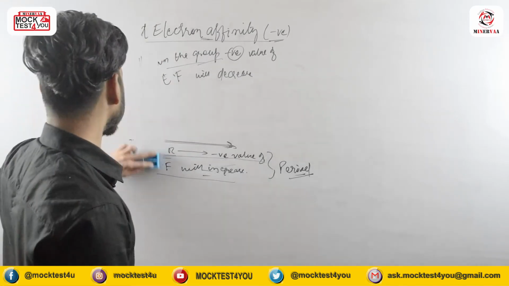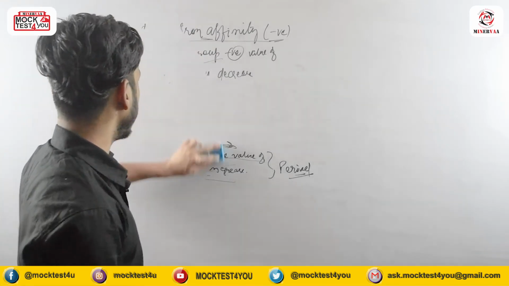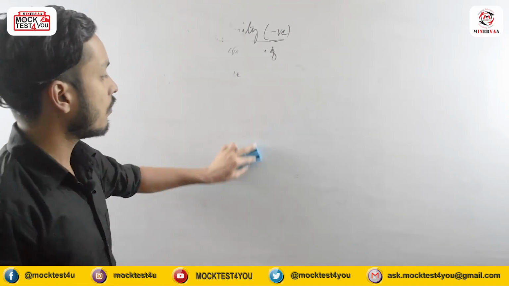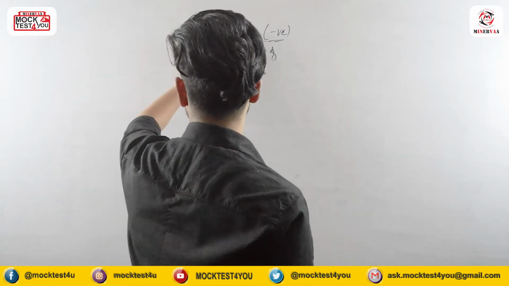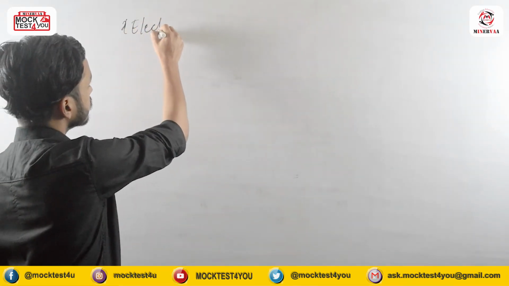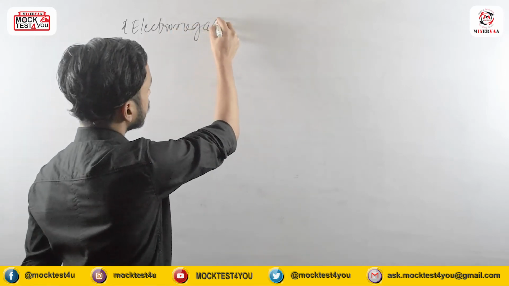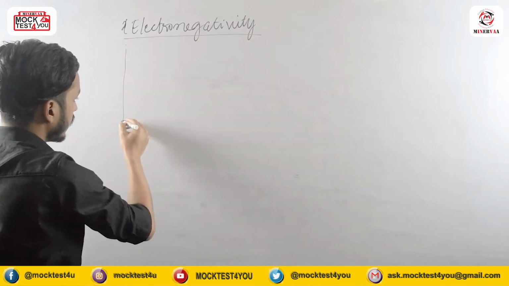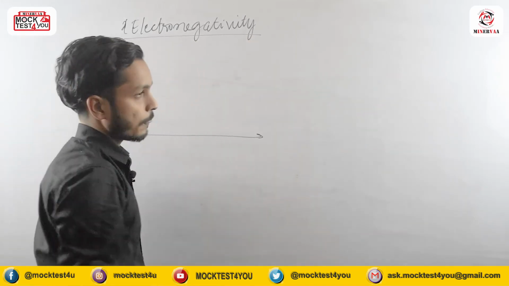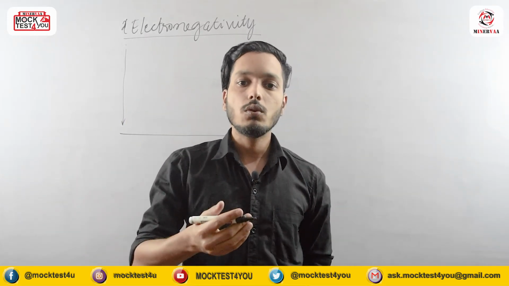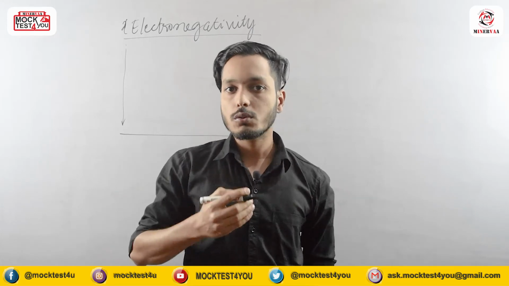Now next topic, which was electronegativity. So we have discussed about this, what is electronegativity? The tendency of an atom in a molecule to attract a shared pair of electrons towards itself, right? So this was electronegativity. So when we see the trend of electronegativity down the group or across the period, just imagine like this. What is electronegativity? Tendency to attract the shared pair of electrons towards itself, right?